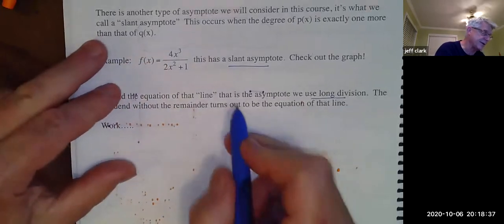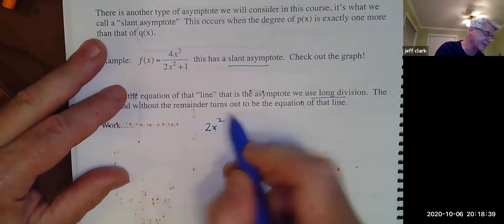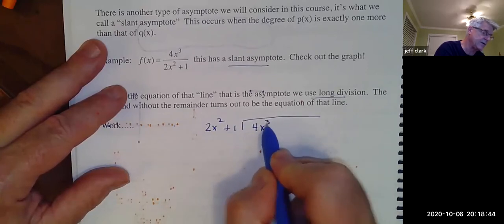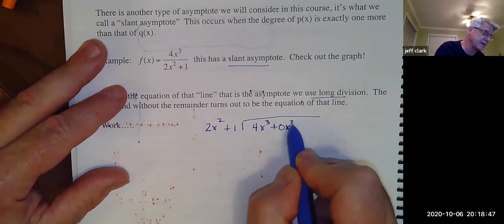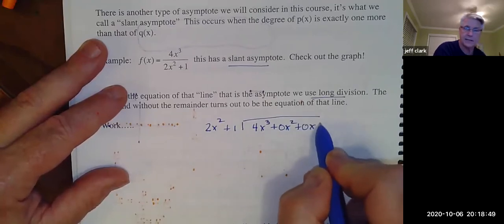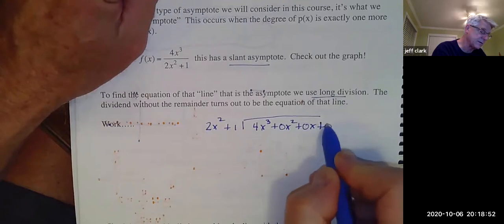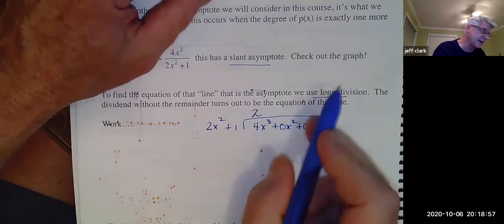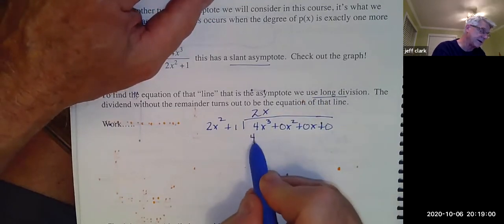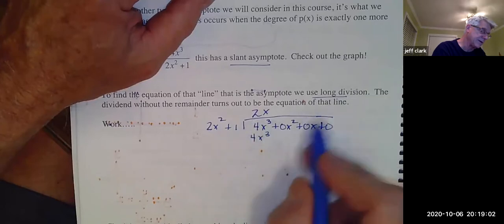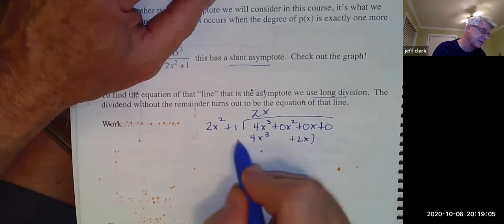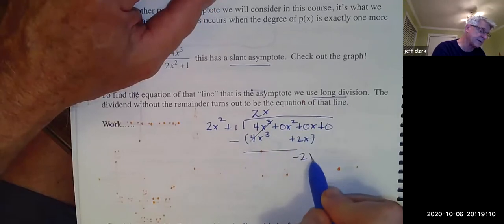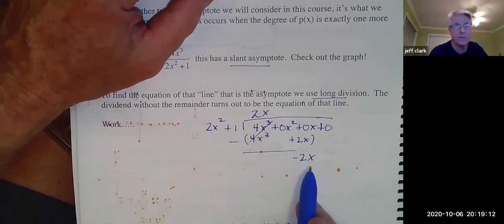If I did long division on this, which is 2x squared plus 1 into 4x cubed, don't forget you have to go 0x squared and 0x and then plus 0. 2x squared to make 4x cubed, you go a 2 and an x. That would be 4x cubed, and then plus 2x. Subtract, goes away, bring it down right here, -2x. And now we're done because that's going to be the remainder.